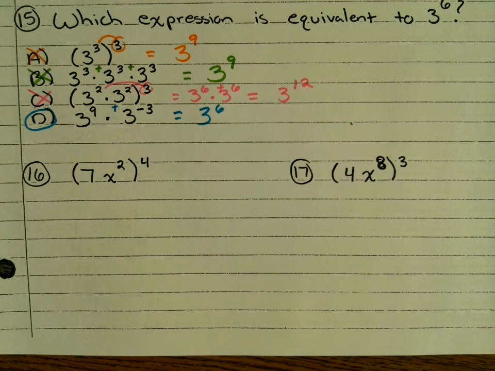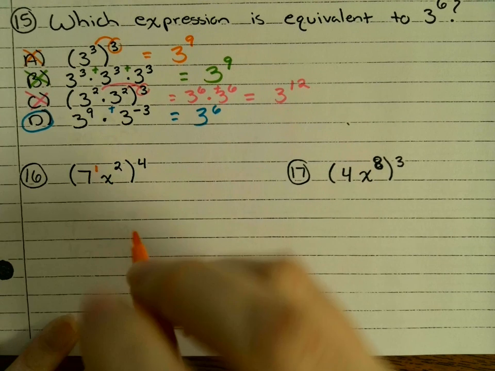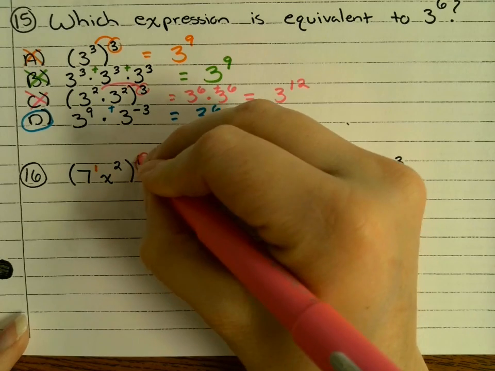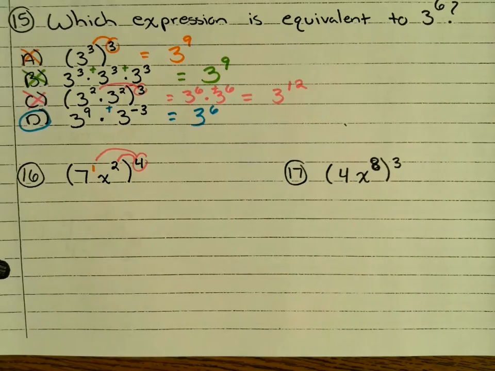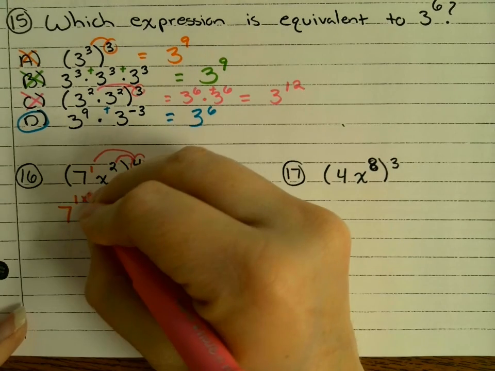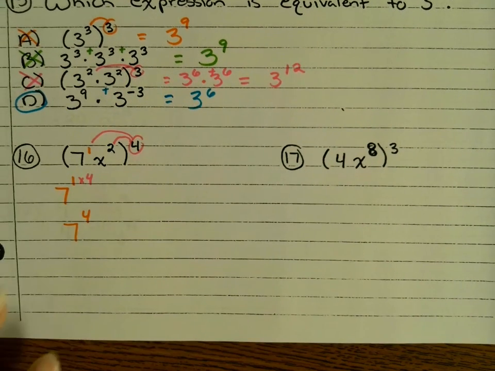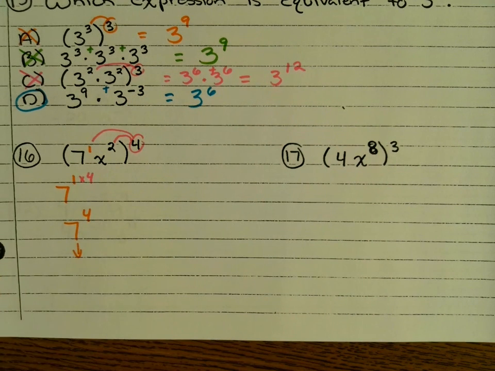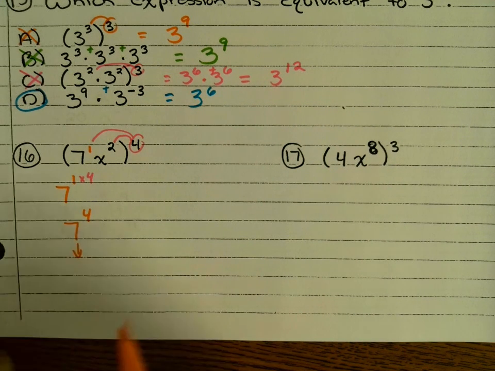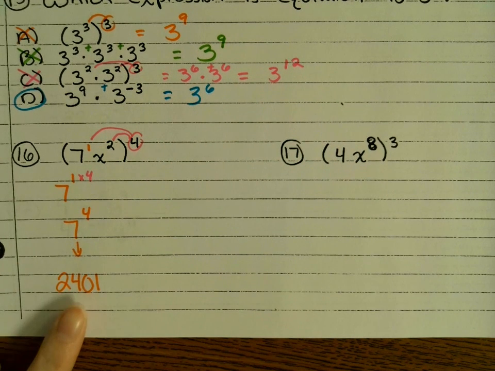Okay, for problem number 16, we're going to first focus on the numerical term, which is to the 1st power. I'm going to distribute that 4 to the 1 and to the 2. So this becomes 7 to the 1 times 4 power, which is 7 to the 4th power. But 7 to the 4th power can be worked out. It can be simplified all the way to 2,401. So we get a coefficient or a numerical value of 2,401.